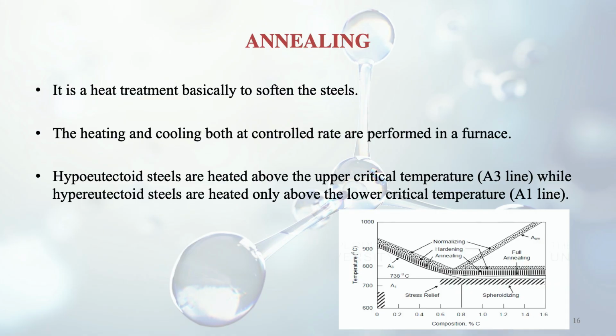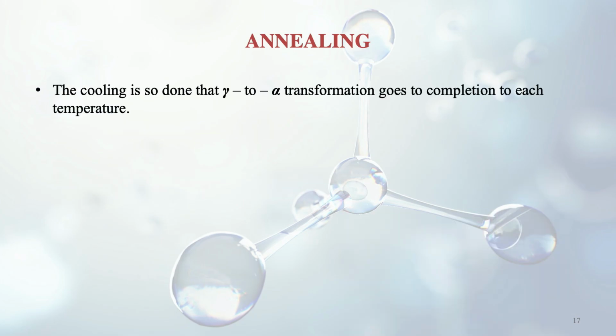Hypoeutectoid steels are heated above the upper critical temperature, that is the A3 line, like I told you earlier, 910 degrees centigrade, while the hypereutectoid steels are heated only above the lower critical temperature, that is the A1 line, which corresponds to 723 degrees centigrade. The cooling is done such that the gamma to alpha transformation goes to completion at each temperature. This is the way of cooling, meaning austenite to ferrite transformation takes place at every temperature.